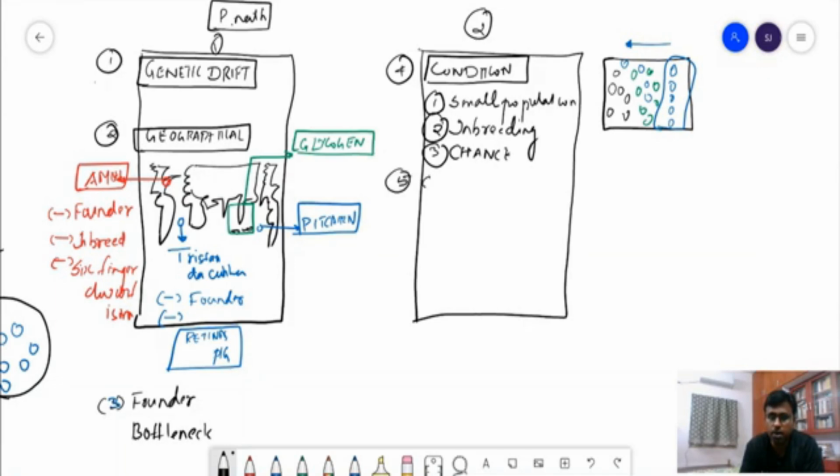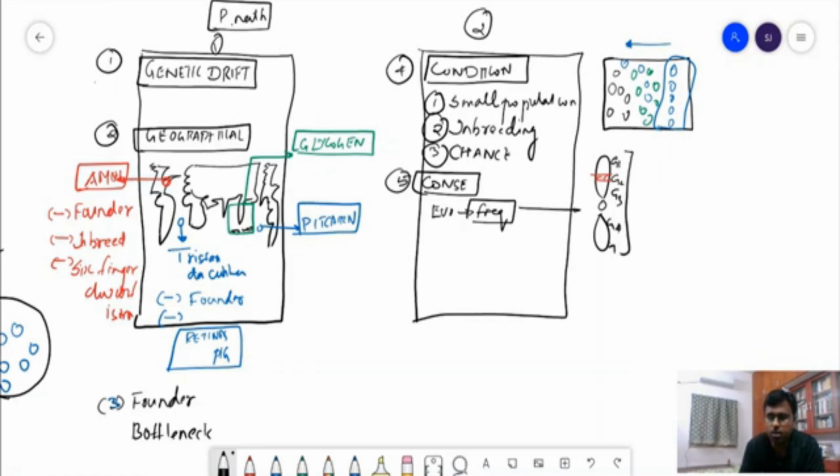Fifth point, you have to write consequence. So what is the consequence? As I said, evolution is a change in frequency of alleles. But what will be the consequences? I will assume there is a gene here, and there will be gene 1 here. This is gene 2, gene 3, gene 4, gene 5.